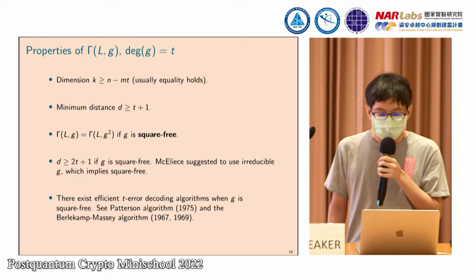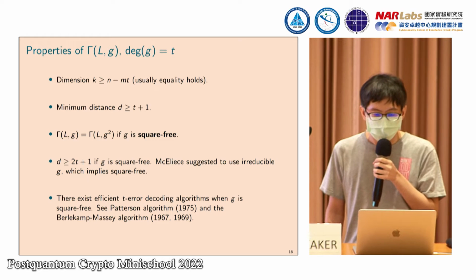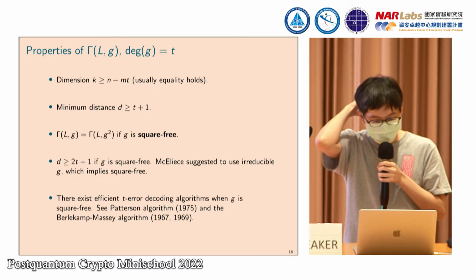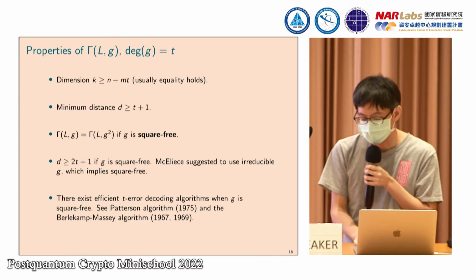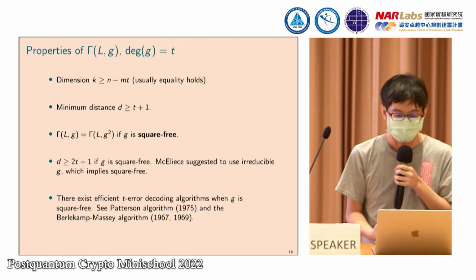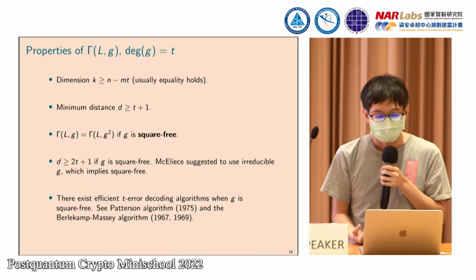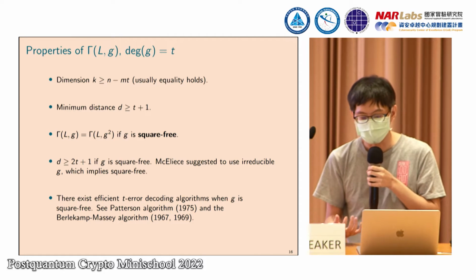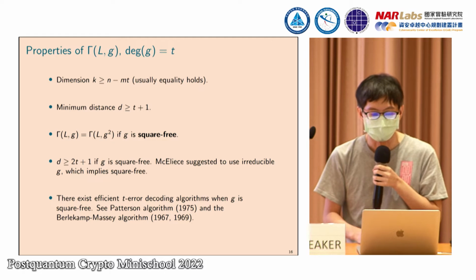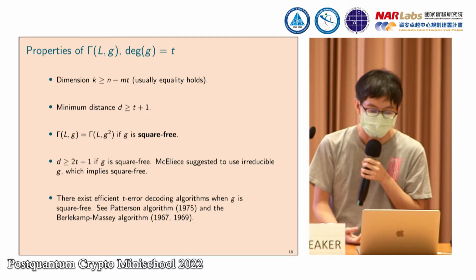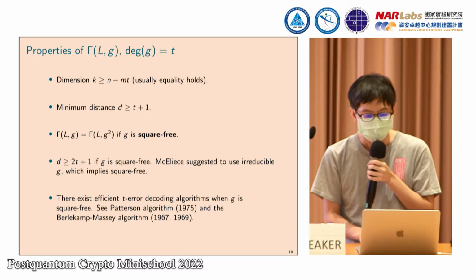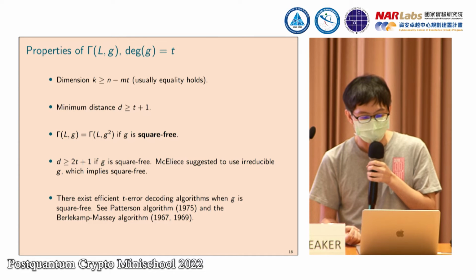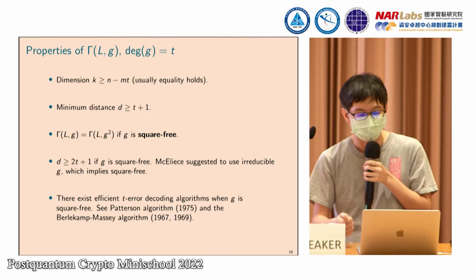Now I can talk about some properties of this Gamma(L, g), where the degree of g is t. I'm not going to talk about proofs, because I tried to do this 2 years ago and realized that it took too much time. If you really want to find proofs of these properties, please take a look at a commonly used textbook for coding theory, and you should be able to find proper proofs. The first property is that the dimension of the code is going to be at least n minus mt.